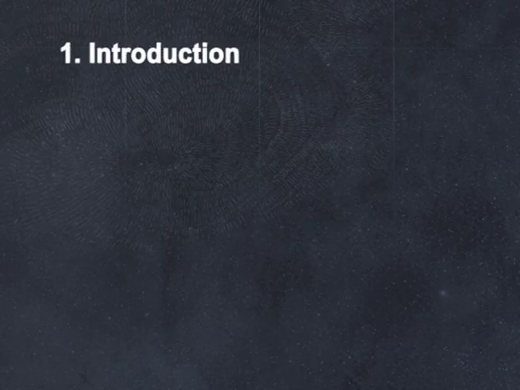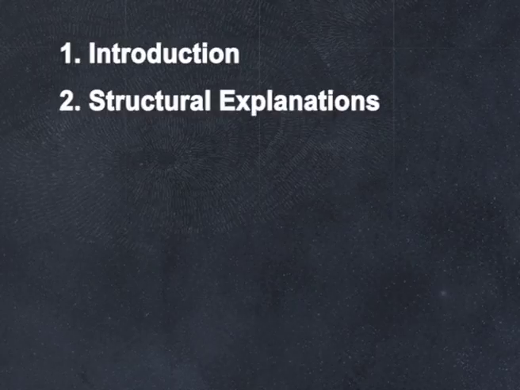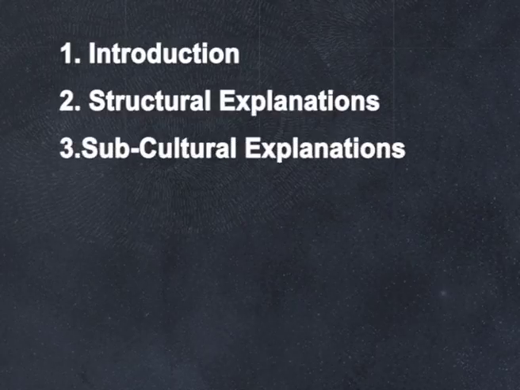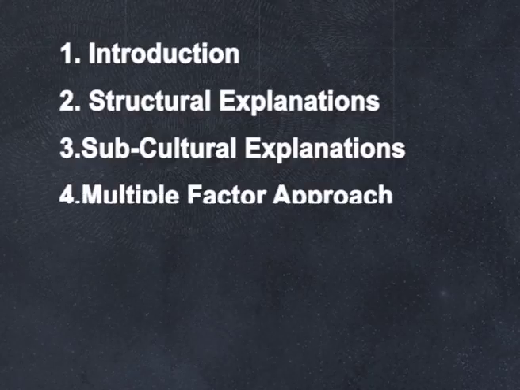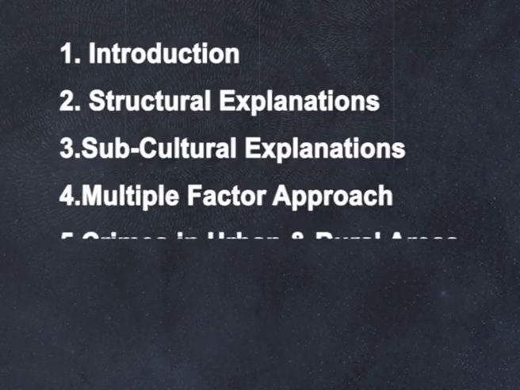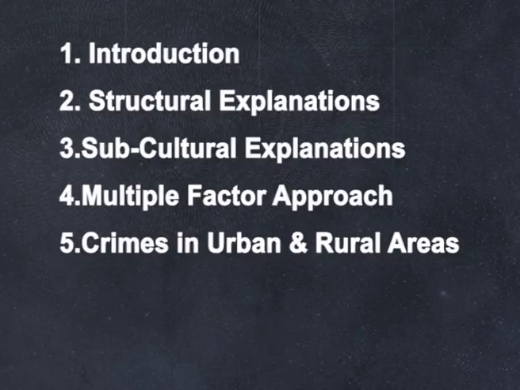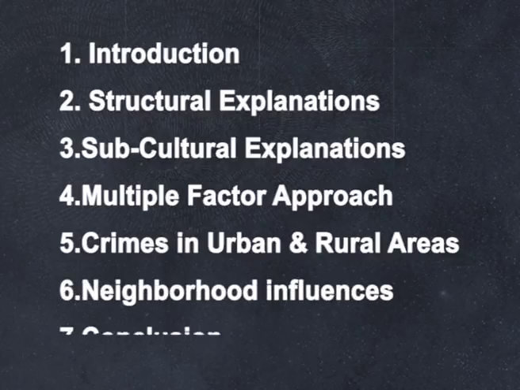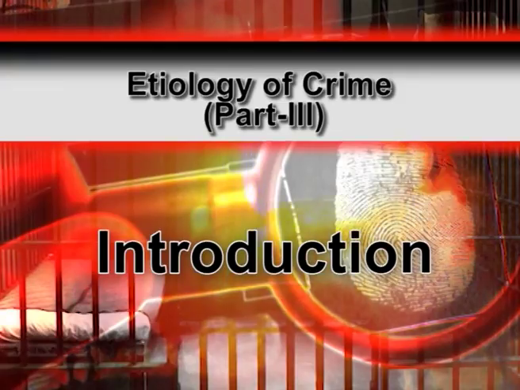Let's start our discussion by taking a look at what we are going to learn today in Etiology of Crime Part 3, under the heading Sociological Theories of Crime. Module 1 will be our introduction. Module 2 will be dedicated to structural explanations. Module 3 will be subcultural explanation. Module 4, multiple factor approach. Module 5, crime in urban and rural areas. Module 6 will be neighborhood influences, and finally Module 7 will be our conclusion.